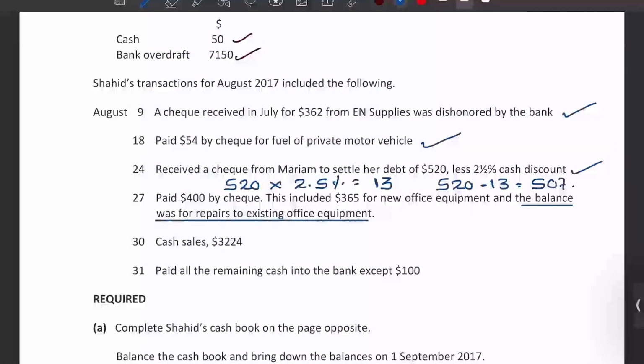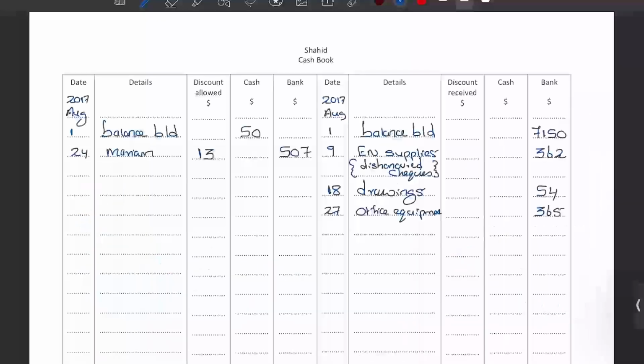Out of the 400, if 365 is to buy the new equipment, 35 is what you paid for repairs. So in total, you have paid 400. So 400 is credited in total. But that 400 is of two things: 365 for the equipment, 35 for the repairs.